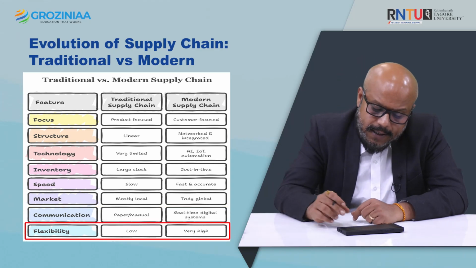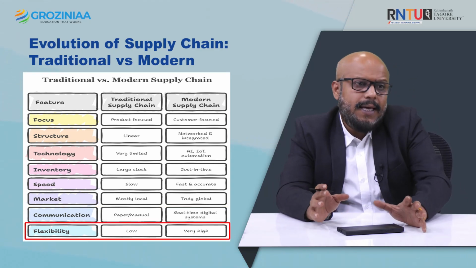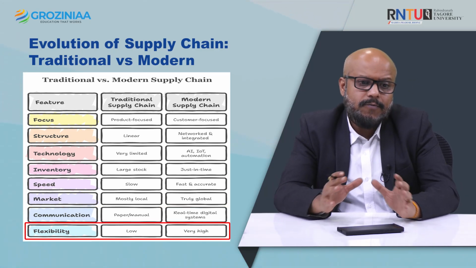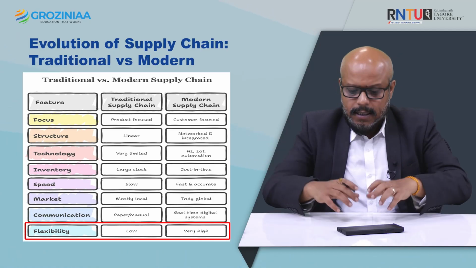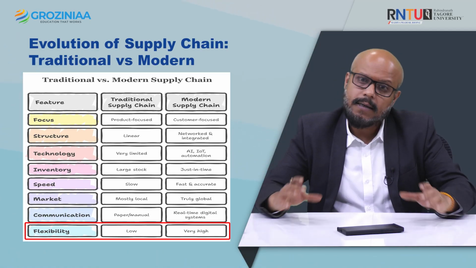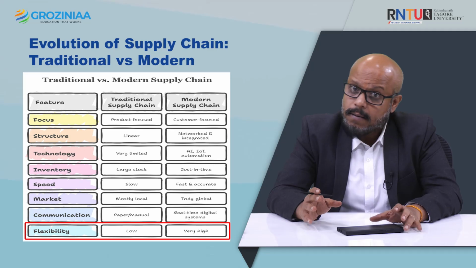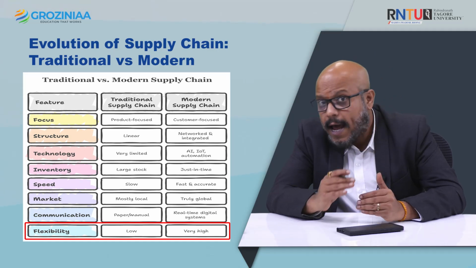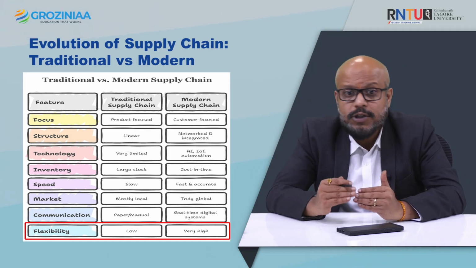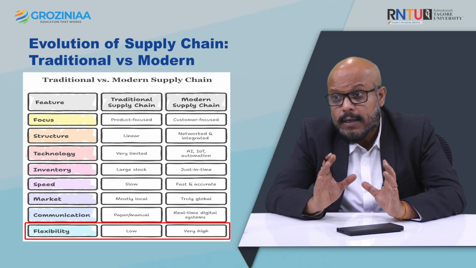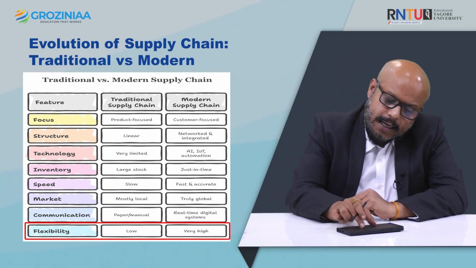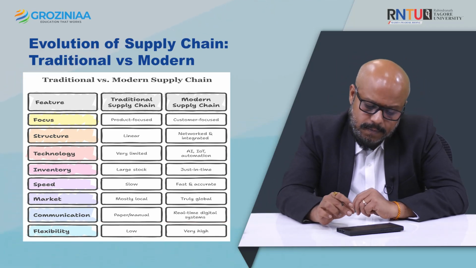And last would be flexibility. In the past, supply chain management would be very, very rigid. The kind of structure that had been set, it was going to be like that. In today's world, it is not like that. You have to be flexible. You have to change your supply chain management depending on the situation that you have in front of you.